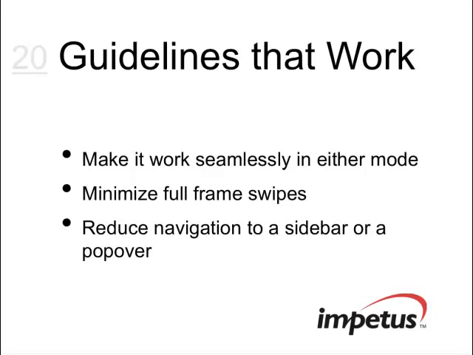And we want to minimize the full frame sweeps. When you develop for the iPhone, often you're creating lists. For example, the contact list: you tap someone's name, the whole screen changes over to show the personal contact information. That's okay because we're on very tight screen real estate, but for the iPad with a larger screen, that would be jarring to the user. So we want to minimize that whole complete redraw of the screen whenever possible. And navigation should really be reduced to a sidebar or a popover, and we'll look at some examples.